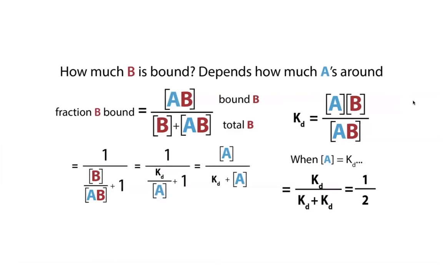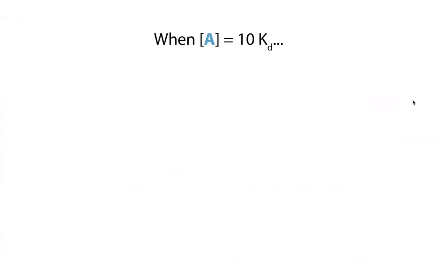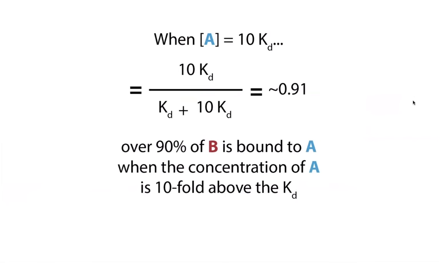But what if you're not at 1/2? We can use the same equation, the concentration of A over the concentration of Kd plus A, in order to find the concentration of B that is bound at any time. So what happens when your concentration of A is 10 times the Kd? Pause the video and answer the question. Hopefully you found about 0.91, so over 90% of B is bound to A when the concentration of A is tenfold above the Kd.